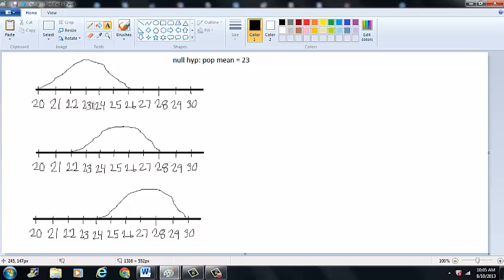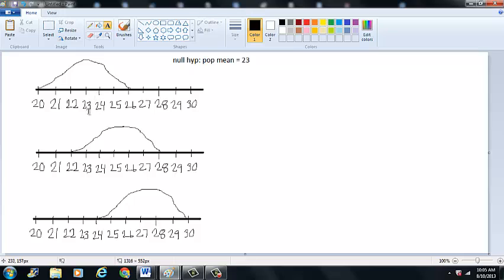So when the population mean is 23, most of your possible samples will have means near 23. When the population mean equals 25, most of your possible samples will have a mean near 25. And when the population mean equals 27, most of the possible samples will have a mean near 27. So one of these is the situation when the null hypothesis is true, and it's this first one right here.